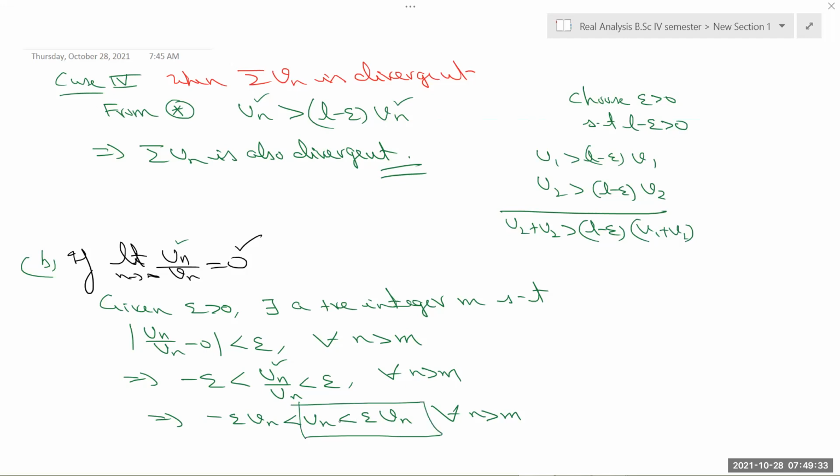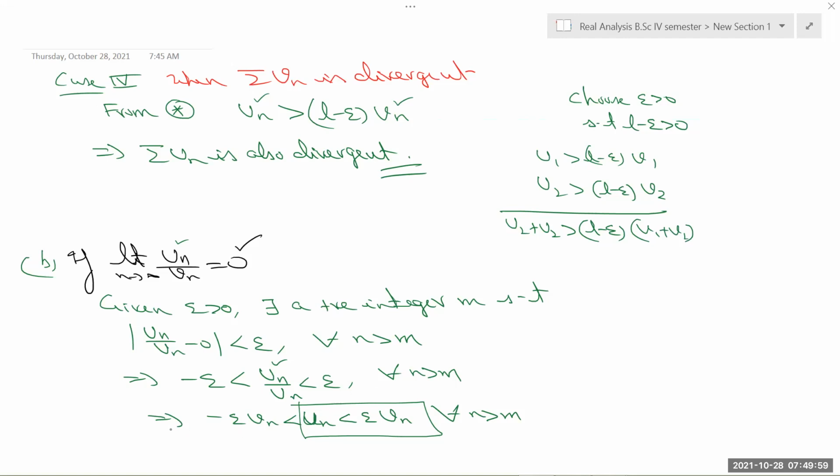We are comparing un with Vn. Again, we have the first form of the comparison test. If for every n greater than m, un is less than epsilon times Vn, then the same relation will be true between their SOPS, sequence of partial sum.